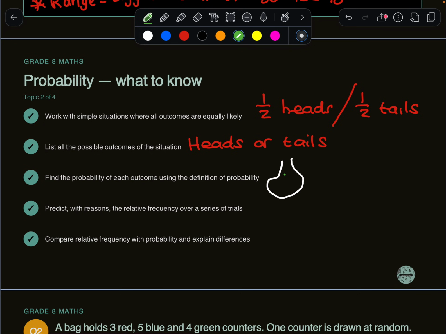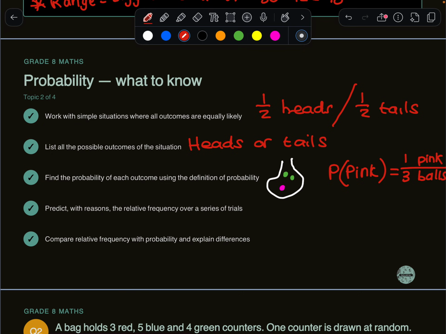And they say I have 2 green balls and 1 pink ball. And they say, what is the probability of getting pink? The definition of probability says it is how many pink are there? So there's 1 pink, out of how many balls in total? There are 3 balls in total. So this probability is 1 out of 3. So it is, what is the chance of that outcome out of all the outcomes?